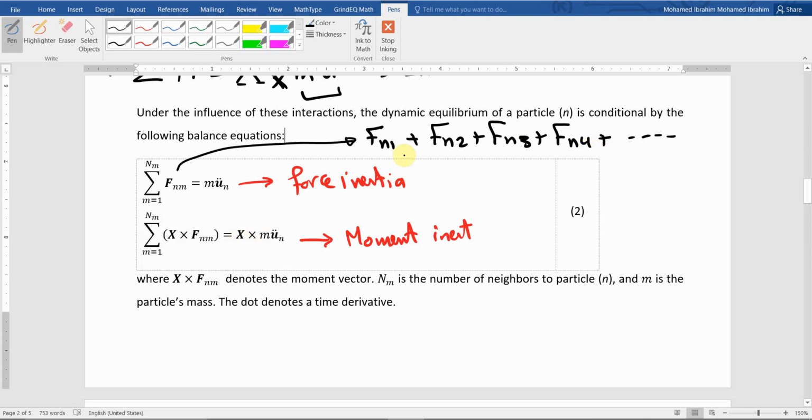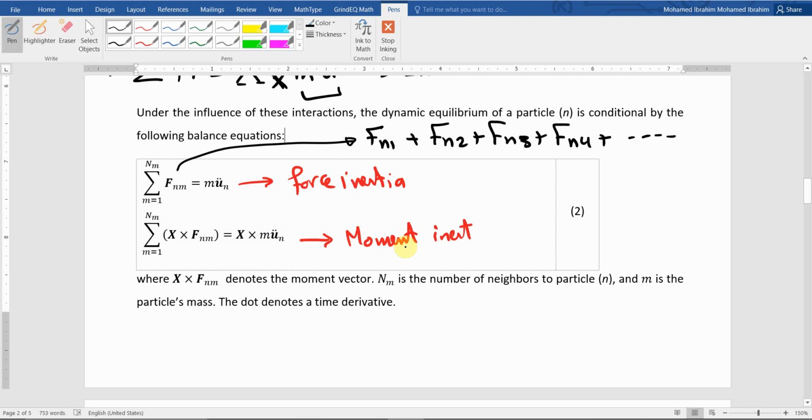In addition, each one of these forces will have a moment. The moment will be x cross product of the force field itself. What is this x? This is the position, like a distance between this particle and the other particles, like the distance between the particle and particle 1, the distance between the particle and particle 2, and so on. And this should give us the x cross mu double dot, which should be the moment of inertia.